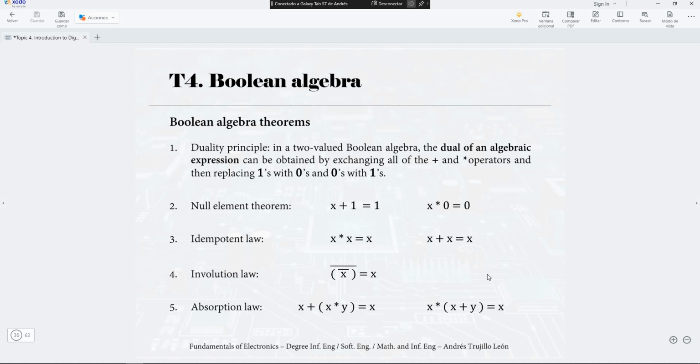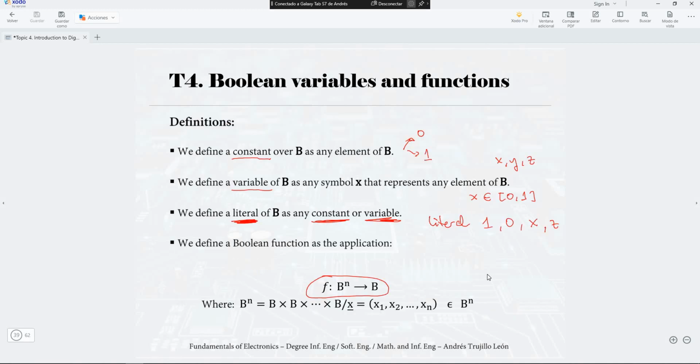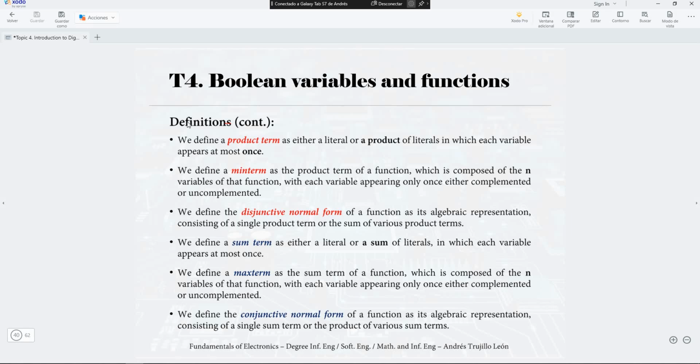So we are going to continue with the definitions. These definitions are really important. You need to have these concepts really clear. Here you have the formal definitions, but they are really easy to understand. So I'm going to give you an example to help you understand what these definitions mean. We are going to define a product term as either a literal or a product of literals in which each variable appears at most once.